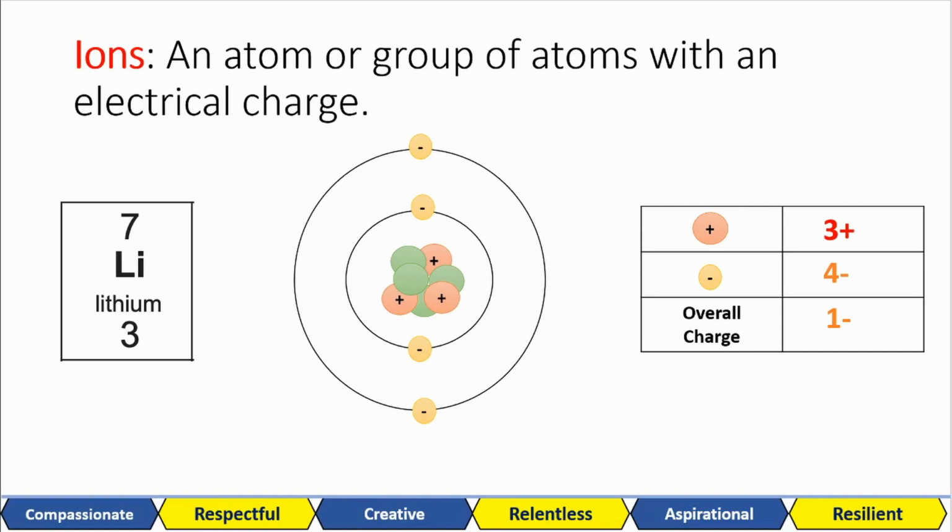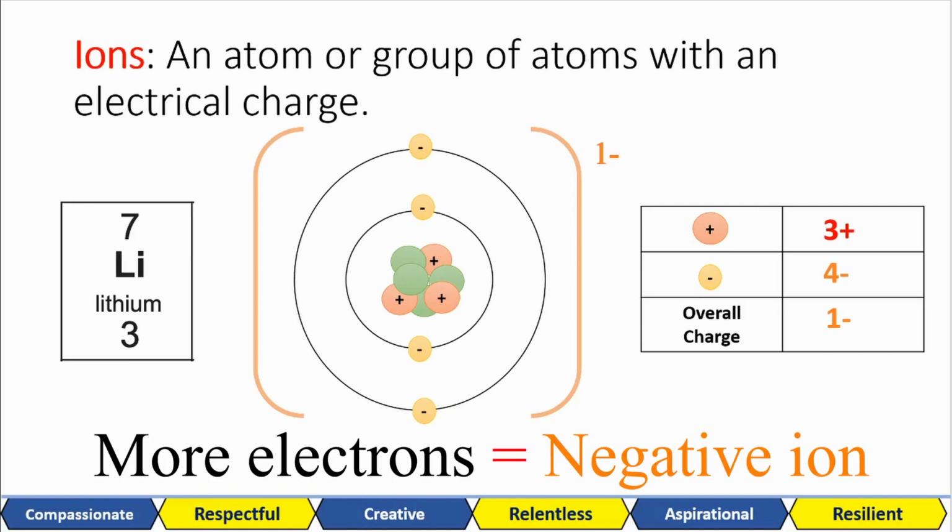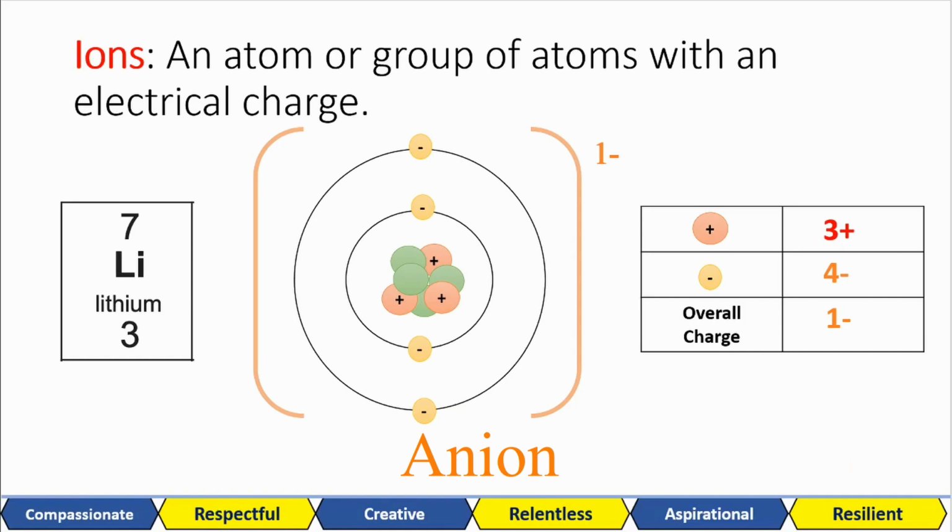Whenever you draw charged particles, you need to draw square brackets around them and write the charge in the top right-hand corner. The brackets just show that the charge is all around the particle. This is what happens when we add electrons. We form negative ions. Negative ions are also called anions.